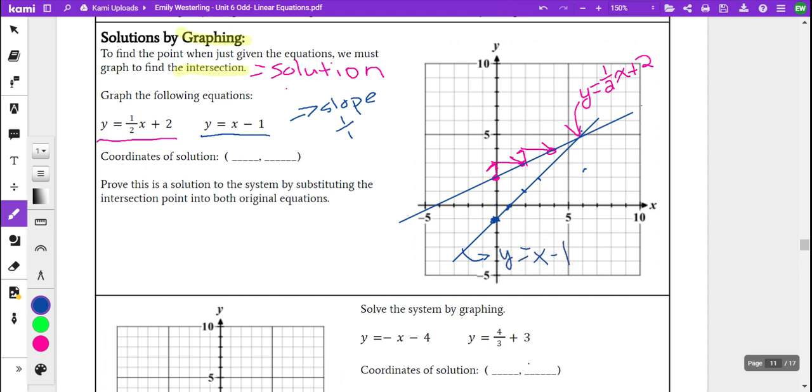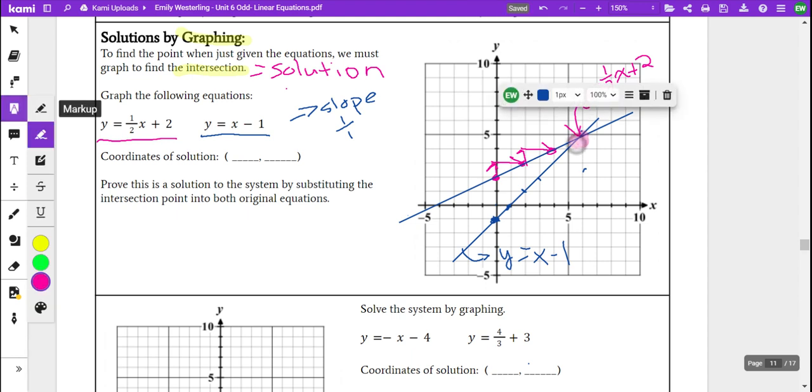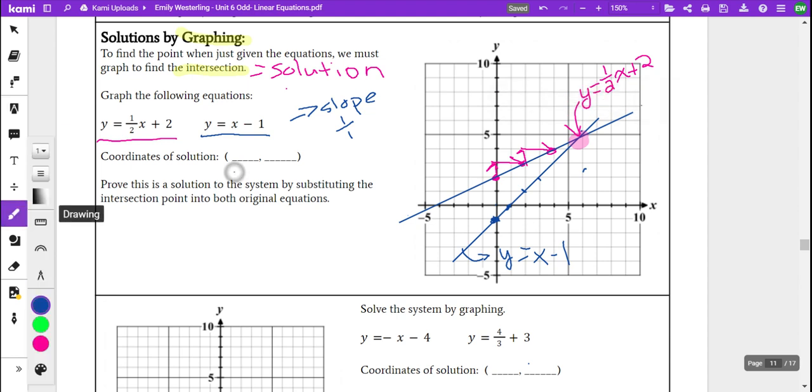Okay, so this point of intersection right here is not exactly on a line, but I can kind of see where it is, right? So my x value for that point, if I move over, it's 6. And my y value for this point right here is 5. You can see it's right in line with that 5 on the y. But how do I know that's correct? You're going to prove it.